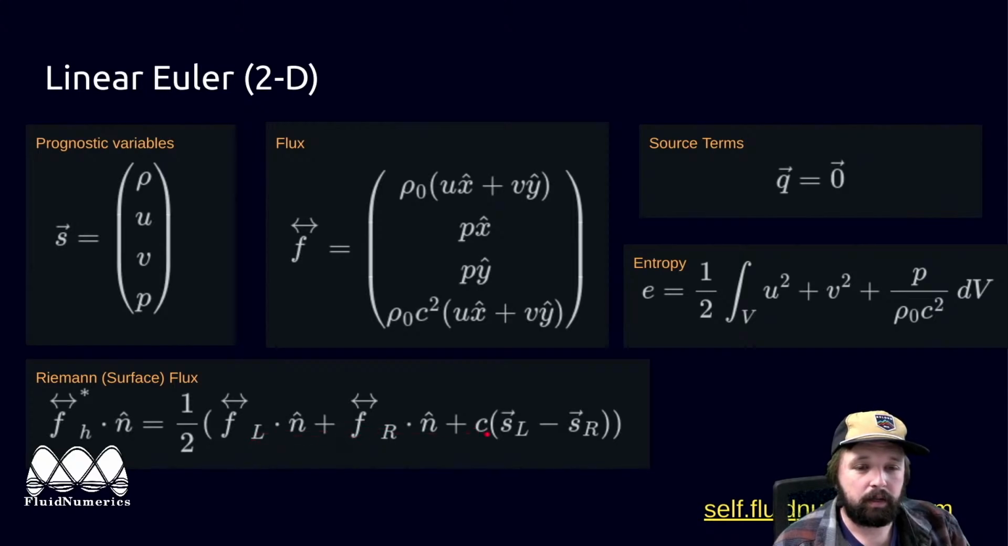And then we add to it a difference of the solution, or the jump in the solution on the two sides, and that coefficient out front is going to be the maximum wave speed. For linear Euler, that's nice and easy because that's just the speed of sound. So we can do that.